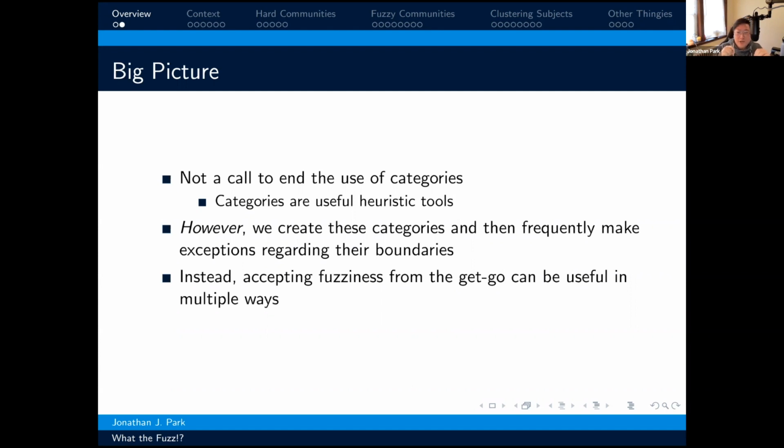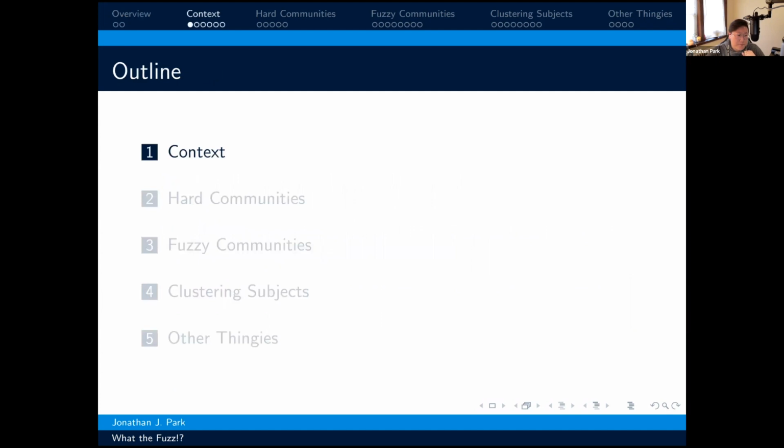So again, this isn't a call to end the use of categories. What it is a call for is to embrace fuzziness. So when we create categories from the get-go, maybe we should acknowledge that they're fuzzy to begin with, and that maybe fuzziness isn't inherently bad, that there might be information to be gained there in the fuzzy spaces.